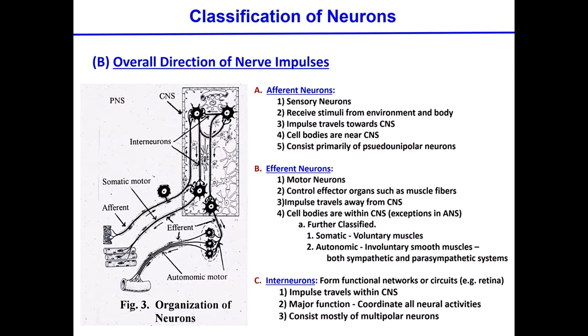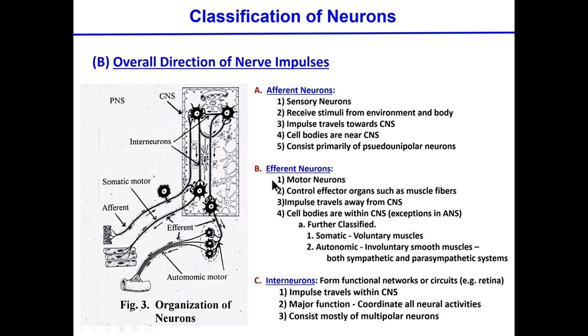We could also classify the neurons, as I already mentioned, this is interesting to understand, depending on the overall direction of the impulse. As I said before, the afferent neurons are the ones which are going to be receiving the signals. They are therefore what is called sensory neurons. They are going to receive them, and they're going to send it to the CNS, the central nervous system. And as I just mentioned a second ago, they are typically pseudo-unipolar neurons.